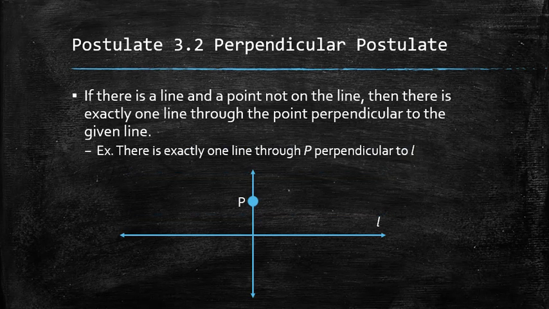Postulate 3.2, Perpendicular postulate. If there is a line and a point not on the line, then there is exactly one line through the point perpendicular to the given line. For example, there is exactly one line through point P that is perpendicular to line L.